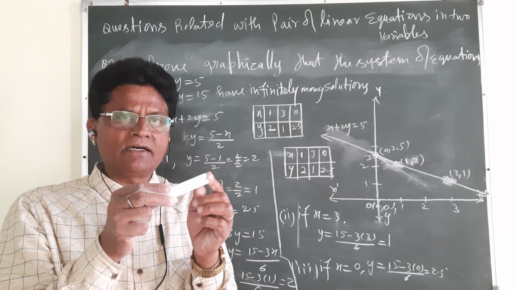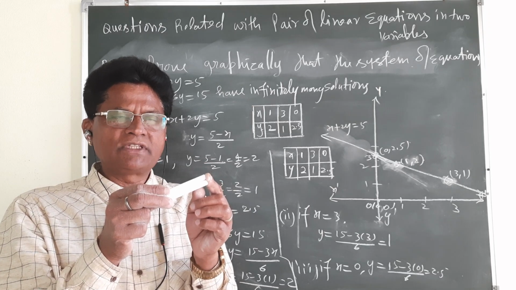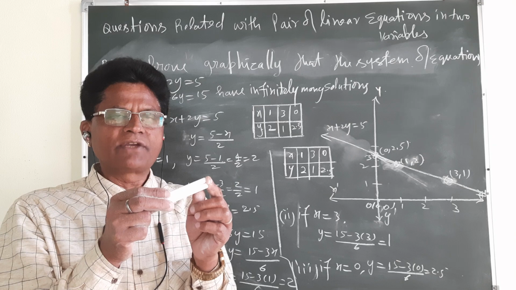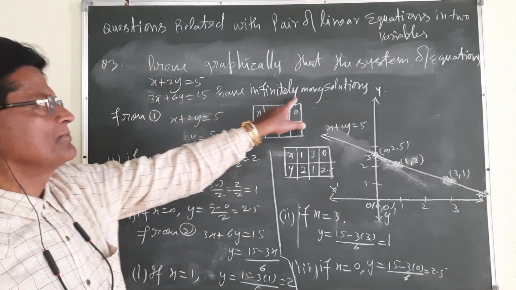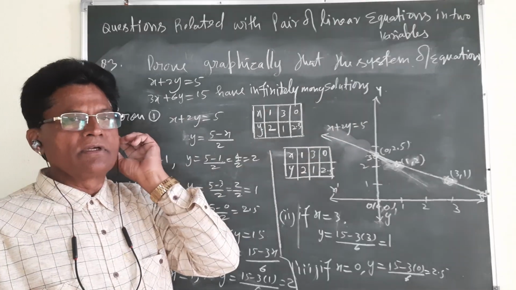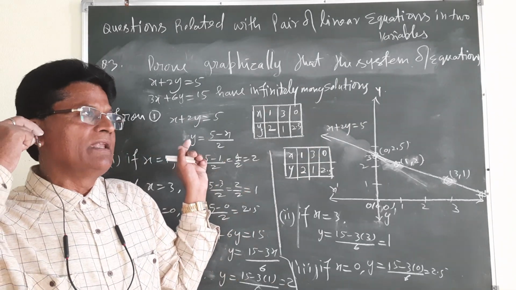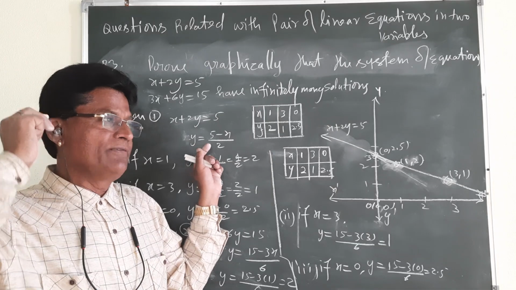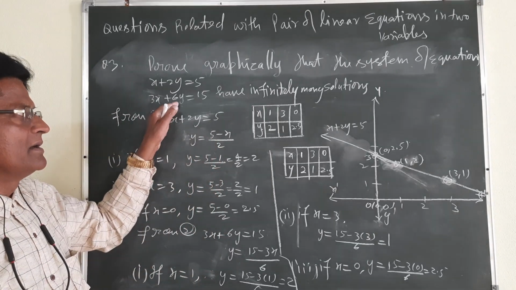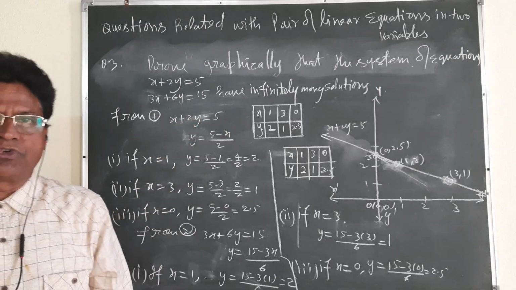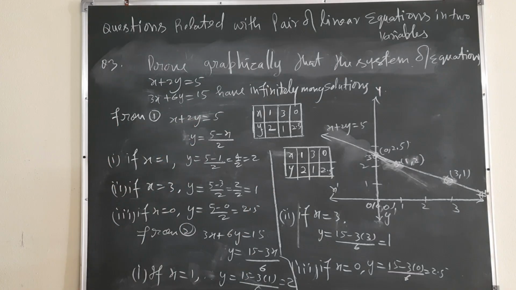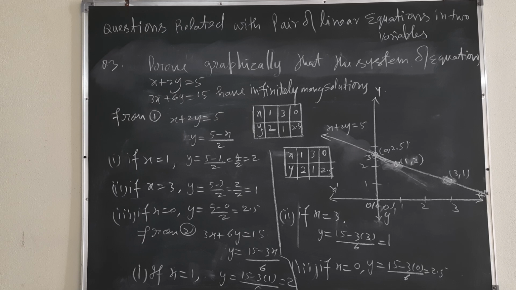If both the lines touch each other at infinitely many points, there will be infinitely many solutions. That is why this system of equations has infinitely many solutions. See clearly, I think you understand. Let me take one more example and I will explain the solution by using the algebraic condition. Let me take the next question, which is also an important question for you and for your examination.